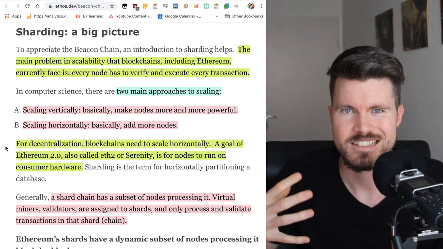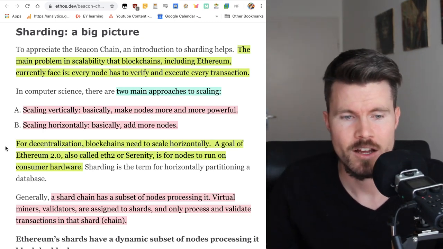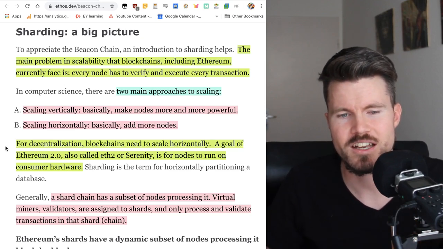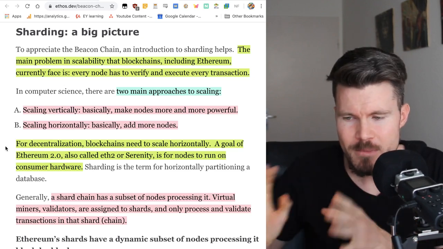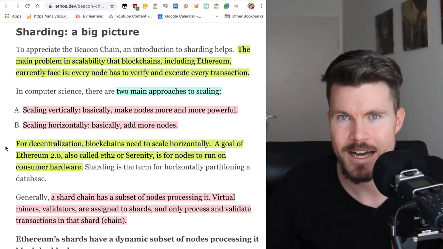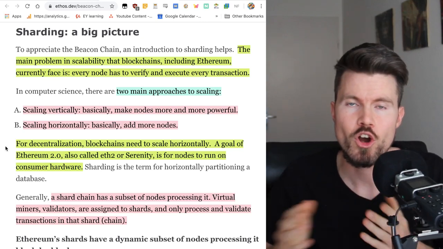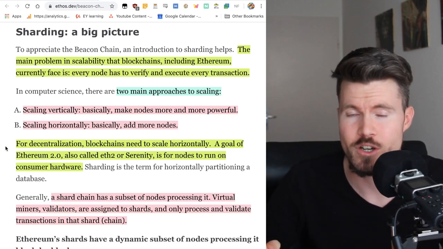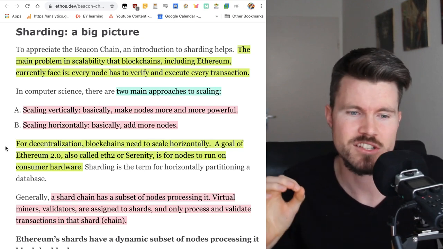In computer science, there are two different options for solving this problem, and that would be scaling. You can either scale vertically, that is make the nodes much more powerful, or you can scale horizontally, which is just adding many, many nodes, and they don't have to be that powerful if you can compensate with a large amount of nodes. And that is exactly what Ethereum 2.0 is aiming to do.